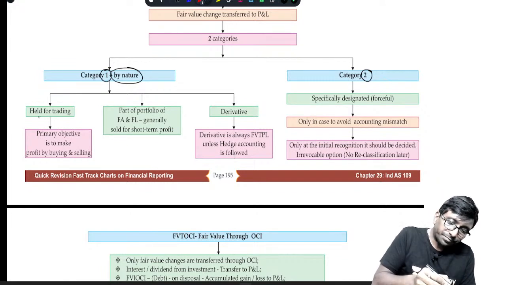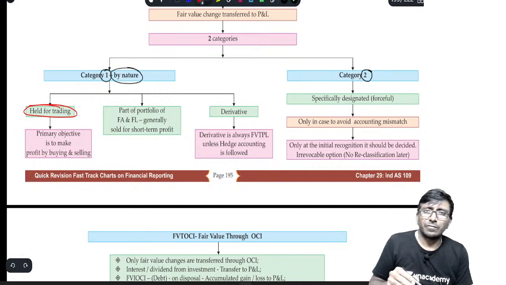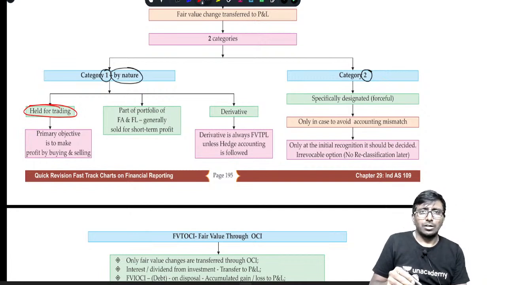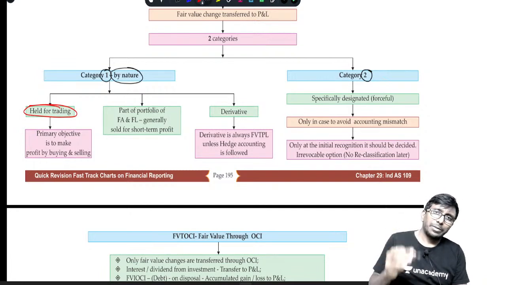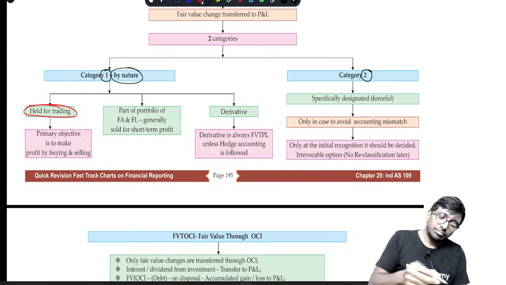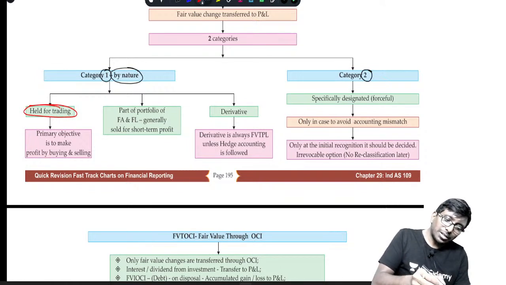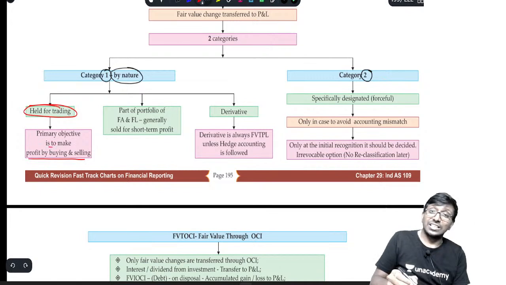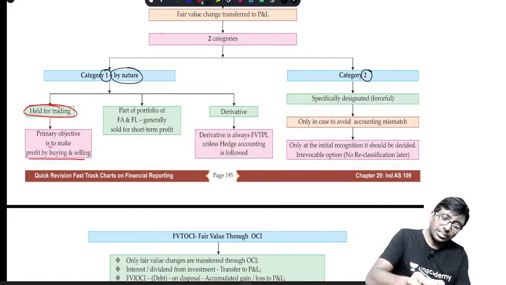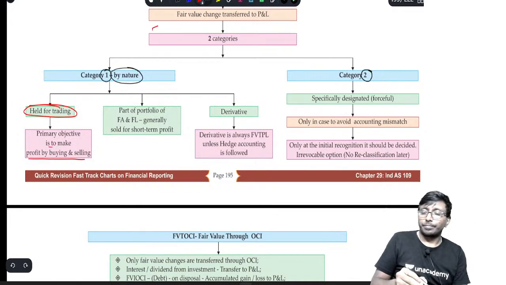Right. It is held for trading. Why did you buy the instrument? I just want to buy, sell and make profit, sir. Then yes, the primary objective is buying, selling and making the profit. Then it is FVTPL, no doubt.